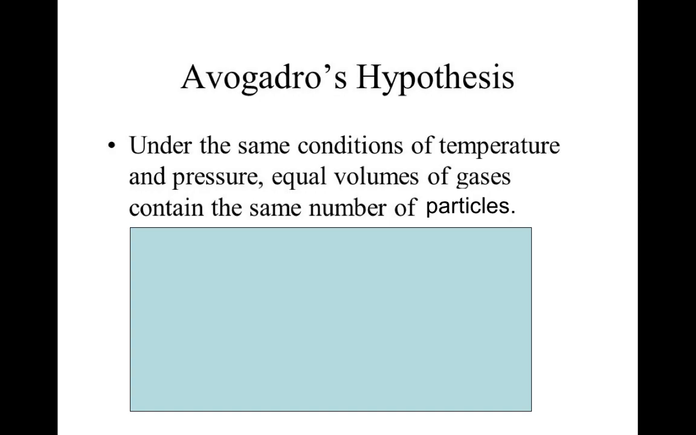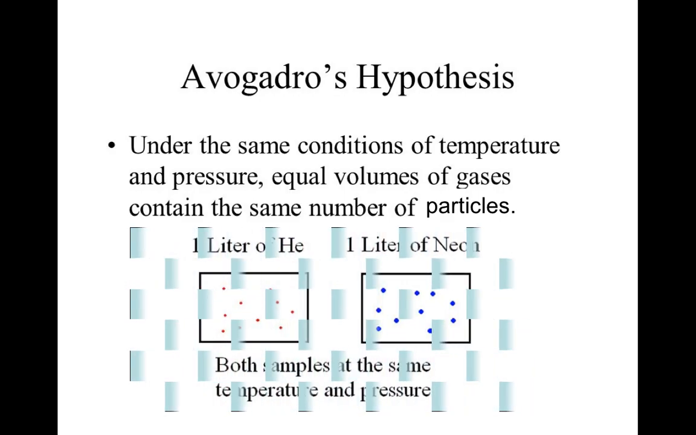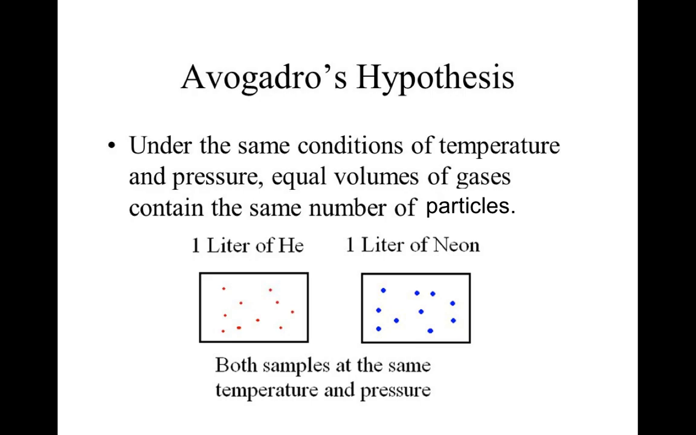And what he decided, based on how things were combining, is that if you had equal temperatures and equal pressures for those gases, an equal volume, a liter, 2 liters, whatever, would have the same number of particles of their particular gases. That's known as Avogadro's hypothesis. If you have a liter of helium and a liter of neon, even though their atoms are different sizes, both samples will have the same number of particles in that 1 liter bottle if they're at the same temperature and pressure.